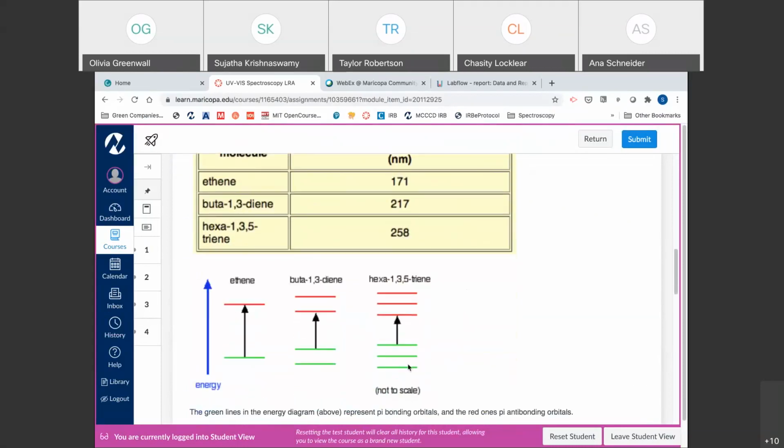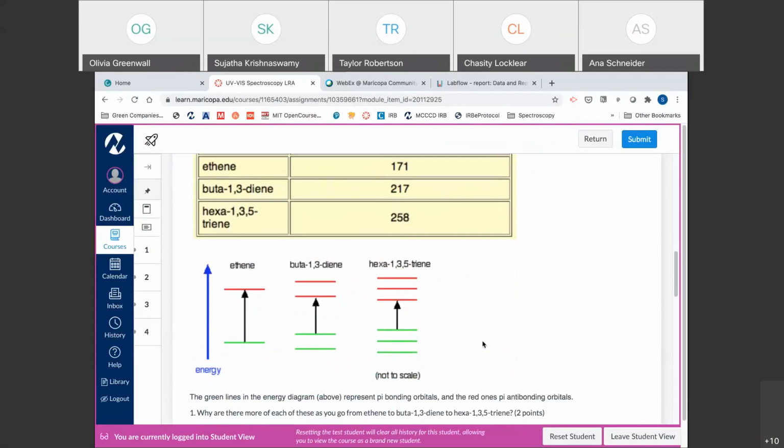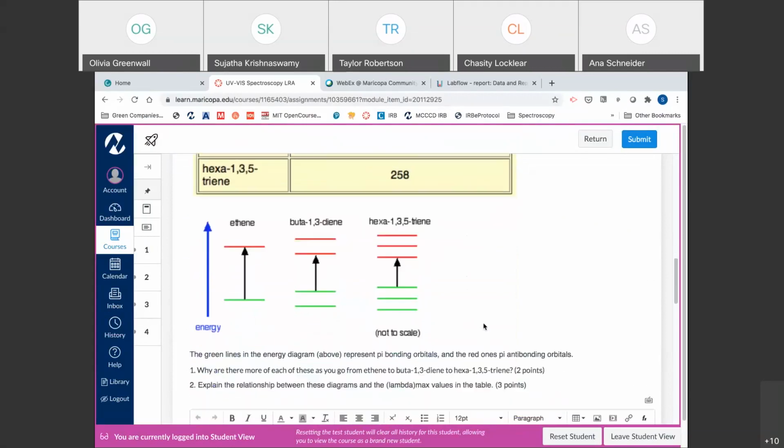The greens are all bonding orbitals, the reds are all anti-bonding orbitals. So the first question: why are there more of each as you go from butadiene to hexa-1,3,5-triene? You only have 2 orbitals in ethene, but you have 6 in hexa-1,3,5-triene. Why is that?